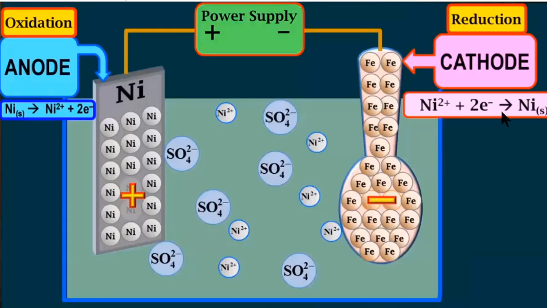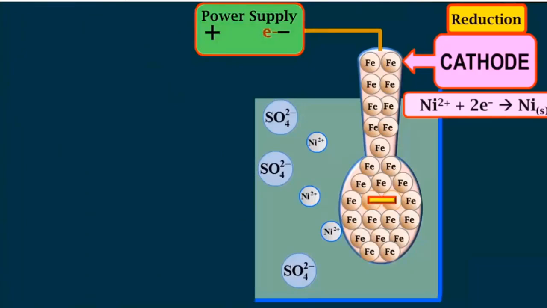So these are converted into nickel ions, and when these nickel ions come to the cathode, they gain electrons and become nickel atoms. So Ni2+ will become Ni. Here Ni will become Ni2+. So the opposite reaction is happening at the cathode and the anode. Let's see what is happening only on the cathode. Electrons are coming here.